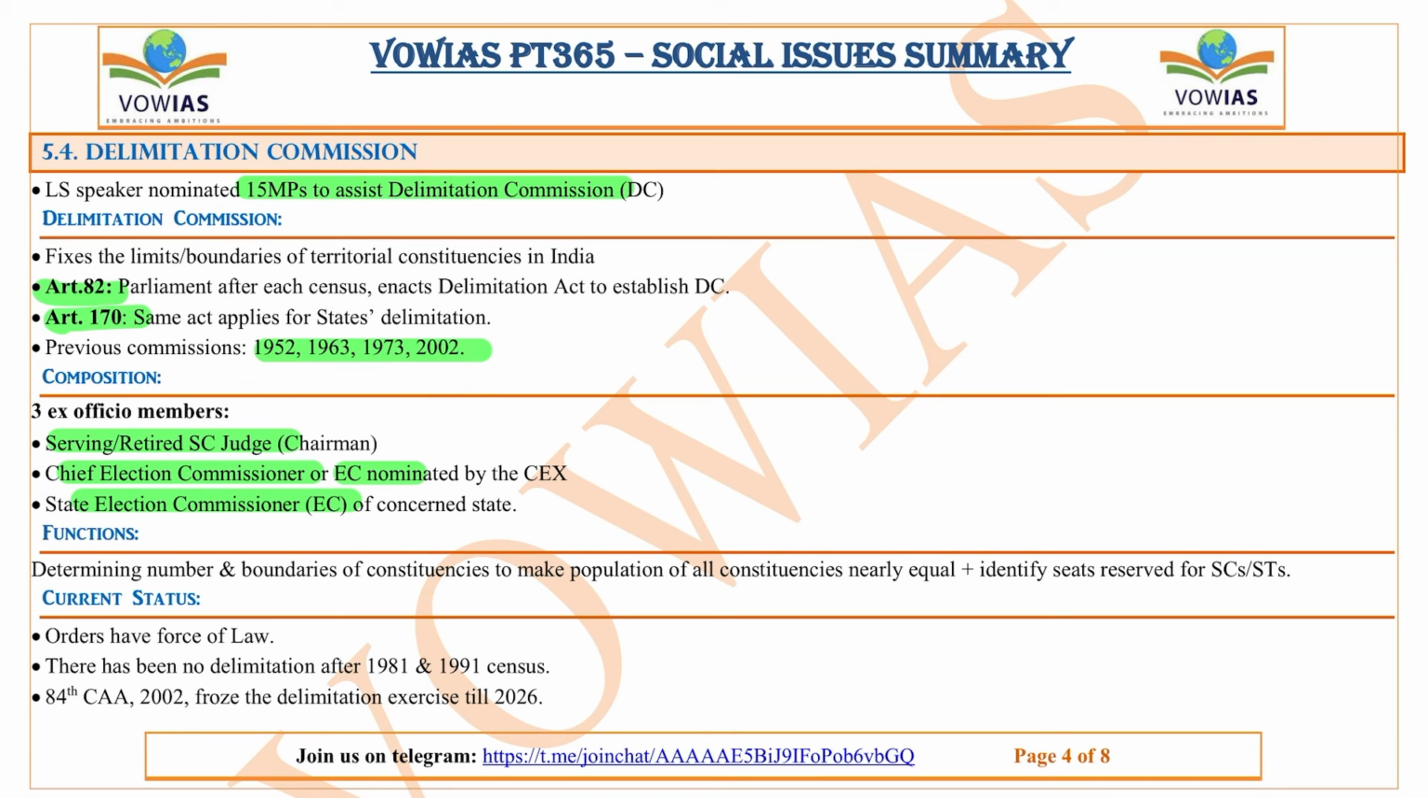The composition has a serving or retired Supreme Court judge, the Chief Election Commissioner or an Election Commissioner nominated by the Chief Election Commissioner, and the State Election Commissioner of the concerned state. These are the three members. So remember who the three members are. So you have the judicial member as well as members from the Election Commission, and they will determine the size of the constituency, the number of MPs, etc. Also they will identify seats reserved for SCs and STs. This also will be done.